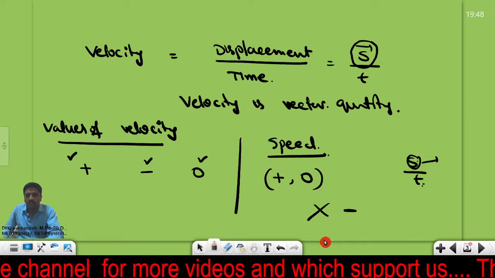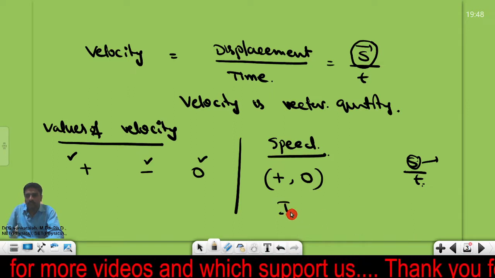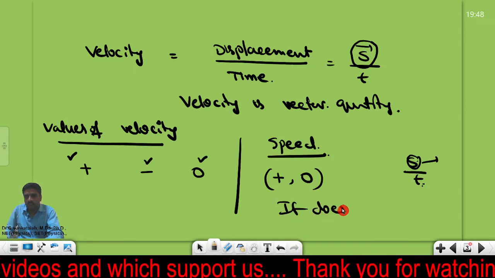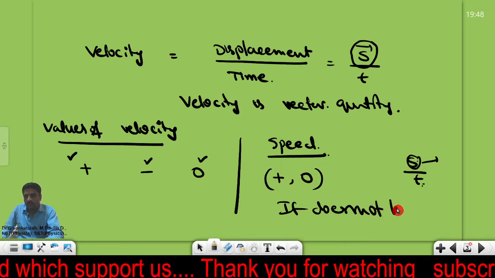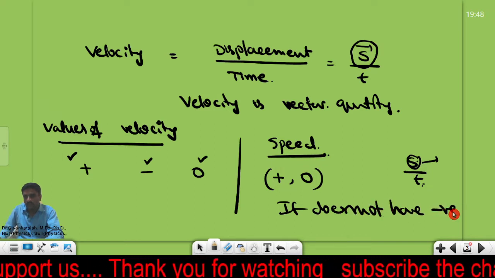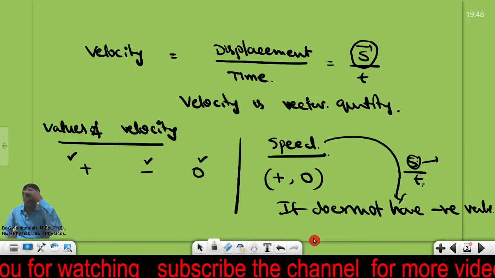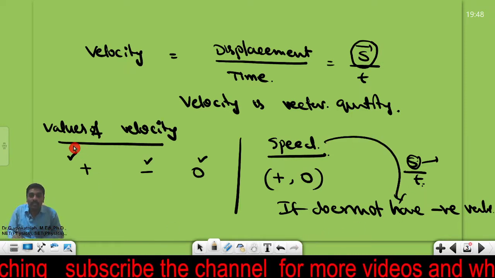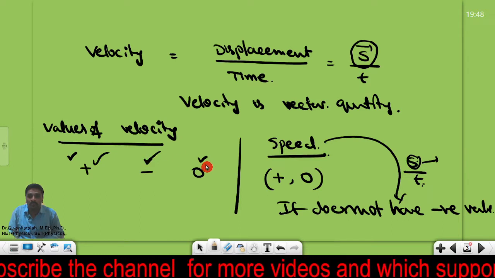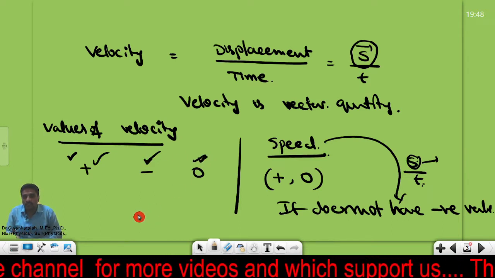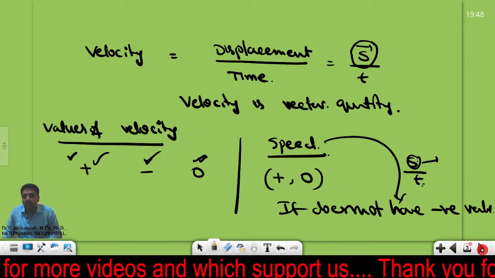This is very important. The speed does not have negative values. That is very important. But velocity can have positive, negative, and 0 values. That is very important.